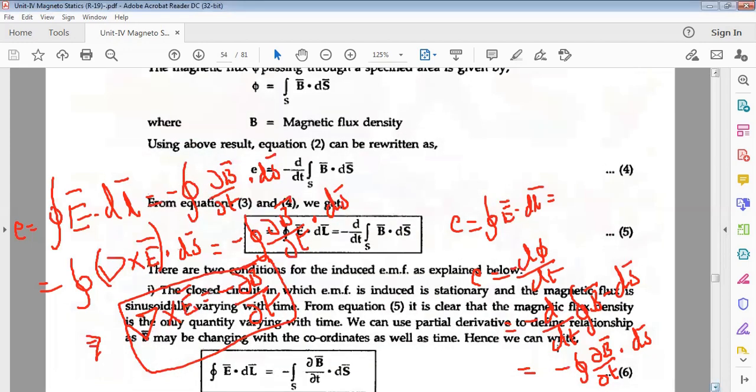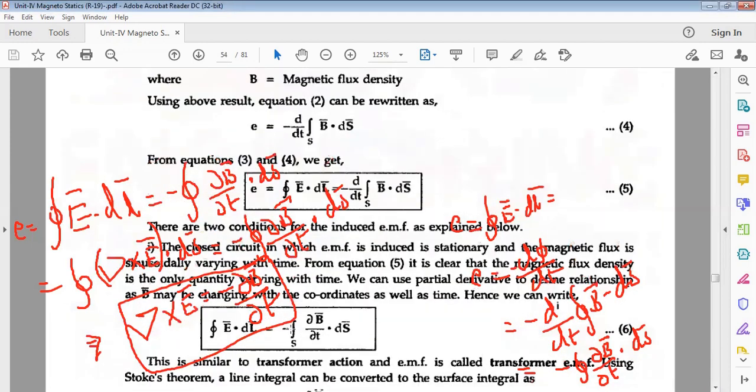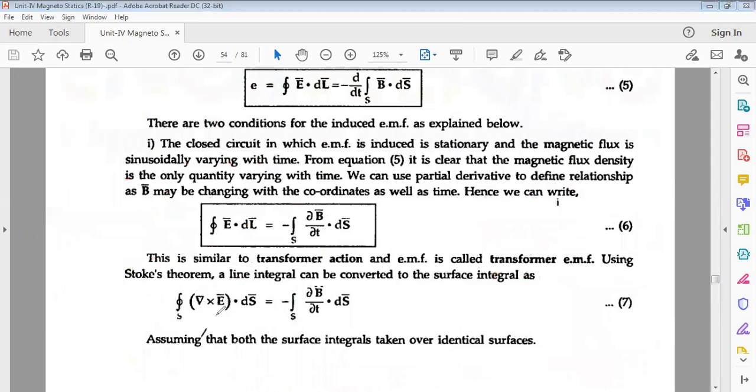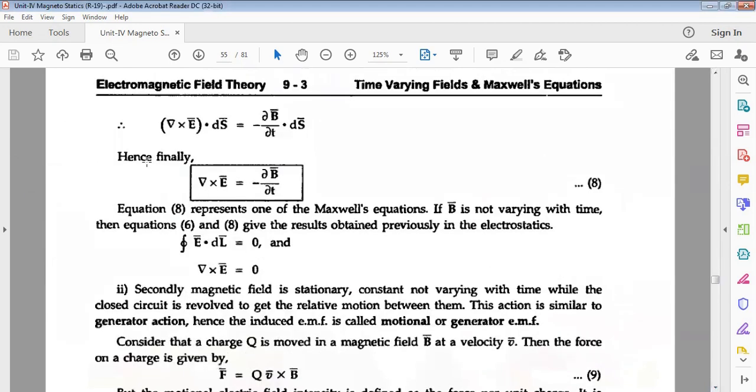Got it, my students? See, the integral of E bar dot dl bar is equal to minus the integral of dou B bar by dou t dot ds bar. The left hand side, the line integral, is converted into a surface integral: del cross E bar dot ds bar is equal to minus the integral of dou B bar by dou t dot ds bar. On both sides, it is now the surface integral. Remove that surface integral, and finally del cross E bar is equal to minus dou B bar by dou t.